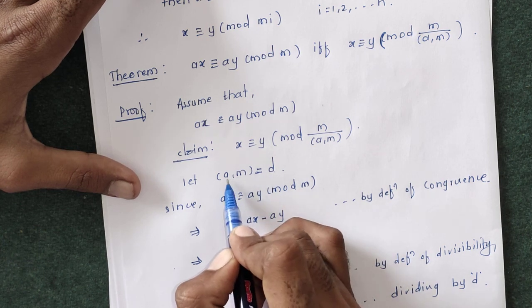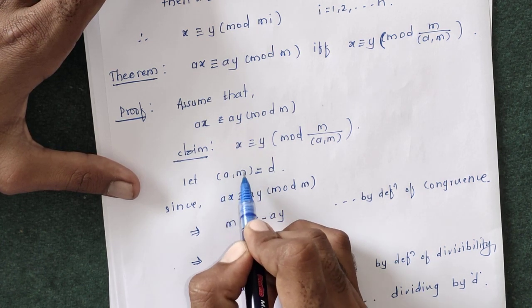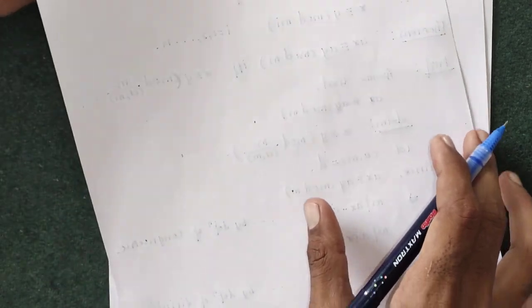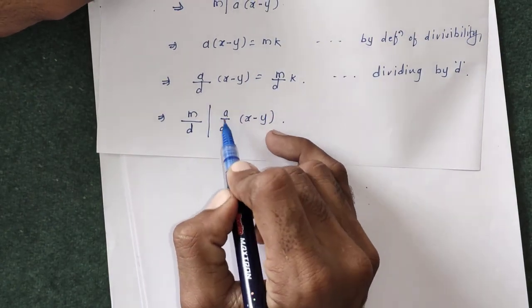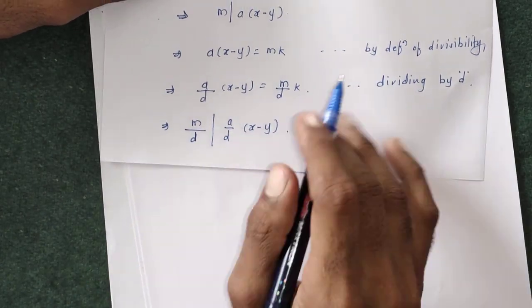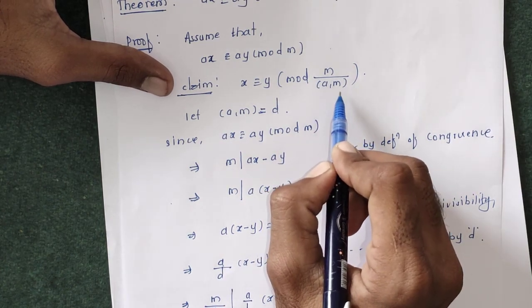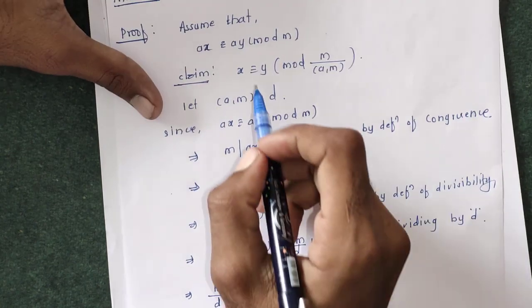By using the result, if GCD of a and b is equal to d, then GCD of a upon d comma b upon d is equal to 1. We can write, by using the result, m by d divides a by d into x minus y. But we are going to prove that m by GCD of a and m divides x minus y, that is, m by d divides x minus y.